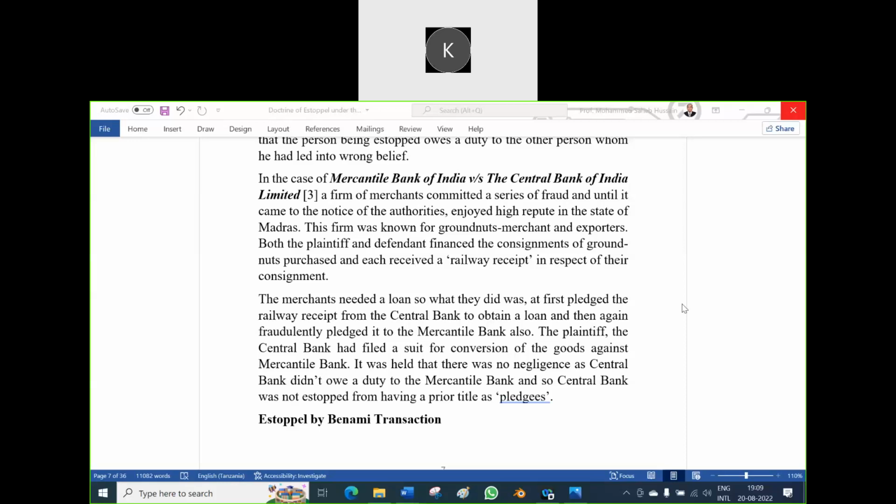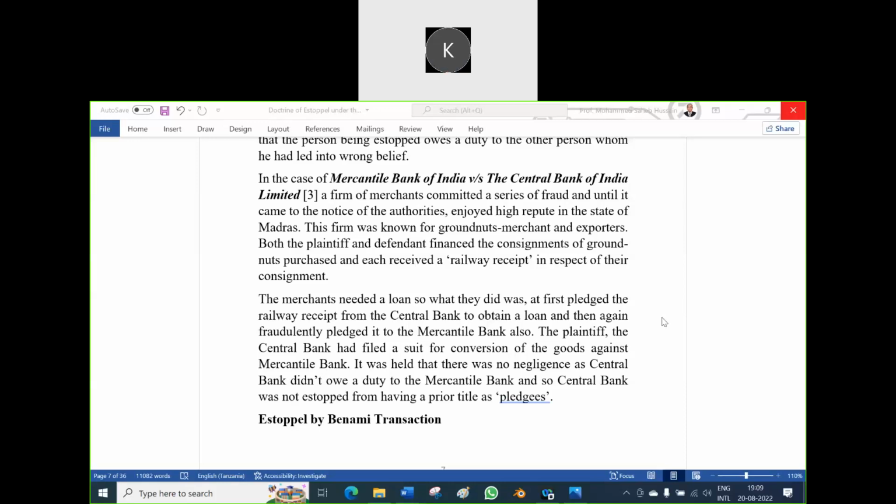The plaintiff bank had filed a suit for conversion of the goods against Mercantile Bank. It was held that there was no negligence as Central Bank did not owe a duty to the Mercantile Bank, and so Central Bank was not estopped from having a prior title as pledgee. Give the explanation a bit. Concept is not clear here.